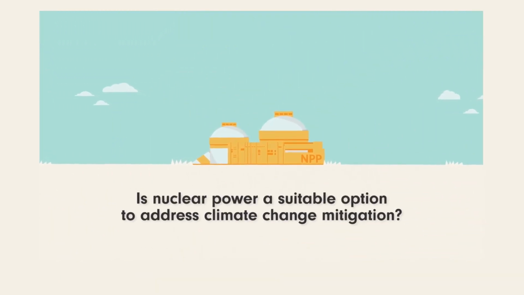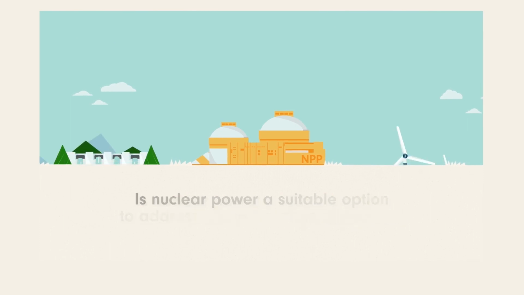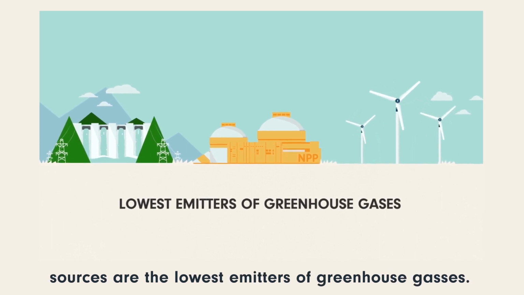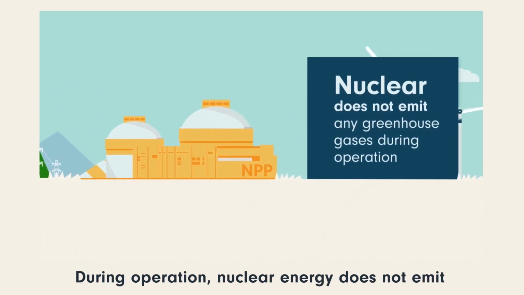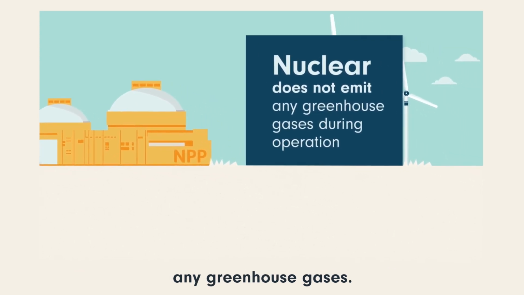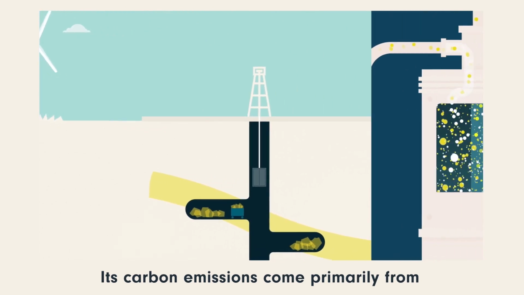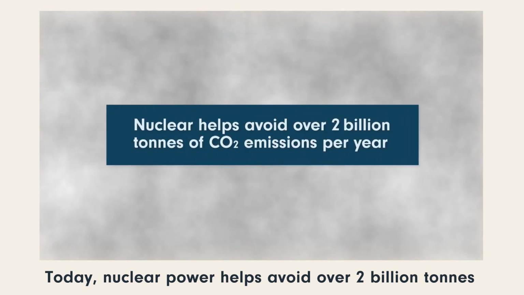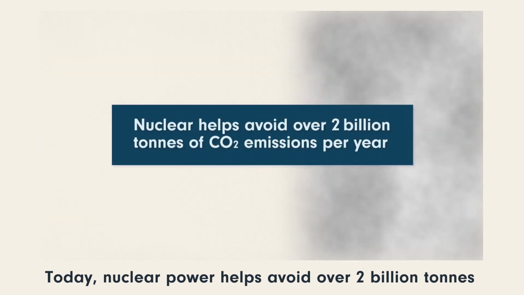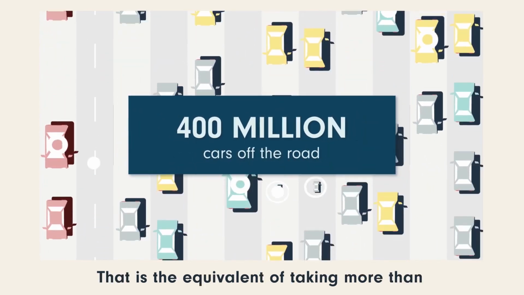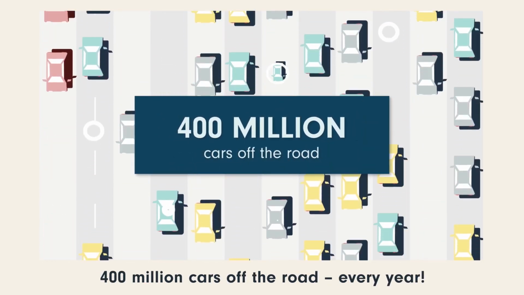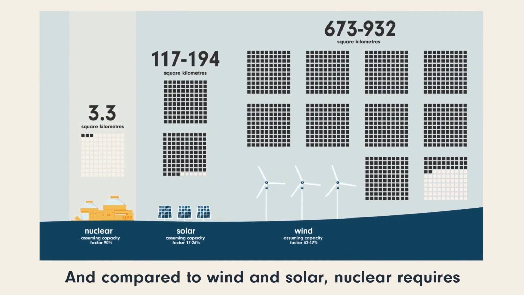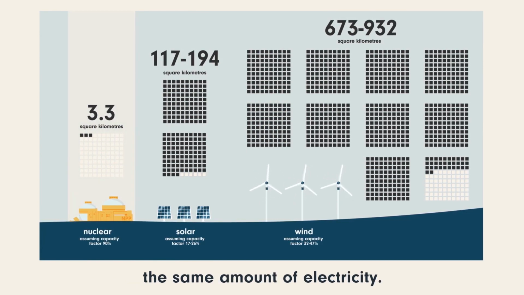Is nuclear power a suitable option to address climate change mitigation? Over their entire life cycle, water, nuclear and wind power sources are the lowest emitters of greenhouse gases. During operation, nuclear energy does not emit any greenhouse gases. Its carbon emissions come primarily from the mining and enrichment of uranium. Today, nuclear power helps avoid over 2 billion tonnes of CO2 emissions per year. That's the equivalent of taking more than 400 million cars off the road every year. And compared to wind and solar, nuclear requires significantly less land to generate the same amount of electricity.